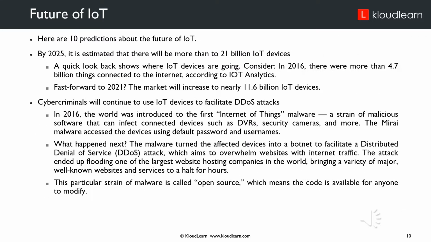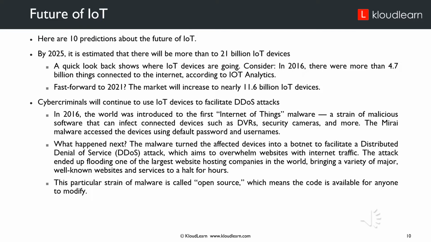Future of IoT. Here are 10 predictions about the future of IoT. By 2025, it is estimated that there will be more than 21 billion IoT devices. A quick look back shows where IoT devices are going. Consider that in 2016, there were more than 4.7 billion things connected to the internet, according to IoT Analytics. Fast forward to 2021, and the market will increase to nearly 11.6 billion IoT devices.